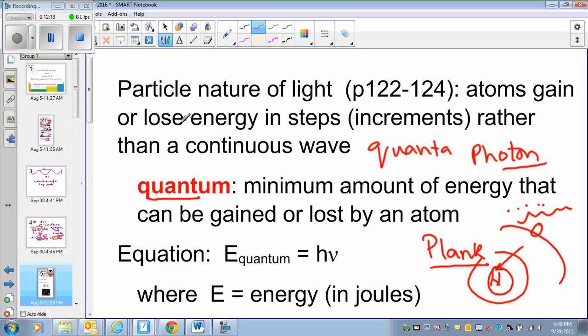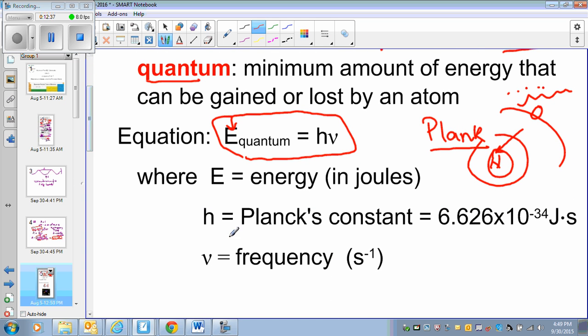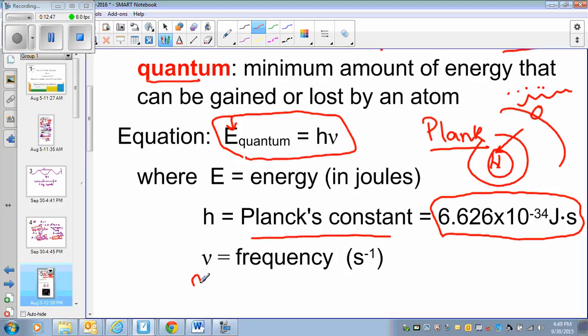So atoms lose or gain energy in increments rather than waves, and a quantum or photon is the minimum amount of energy that can be gained or lost. To calculate the energy of that one quantum, the formula is E equals h times nu, where E is the energy in joules. We're calculating the energy. h is Planck's constant, because Planck was the scientist who gave us this equation, and this is the value of Planck's constant. You have to memorize it. And nu again is the frequency of that particle, the speed at which the particle is coming out.